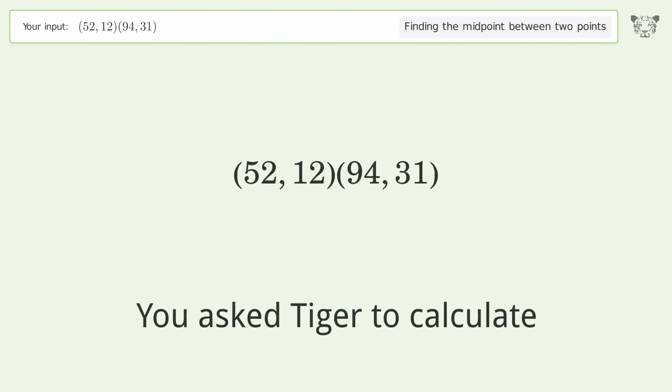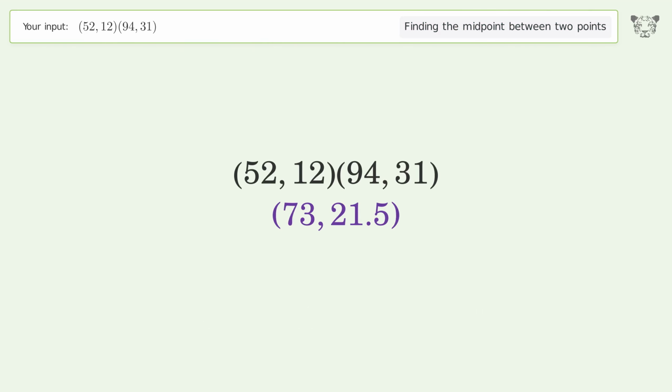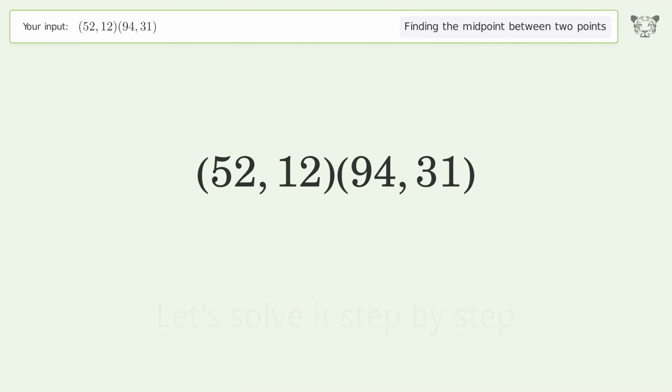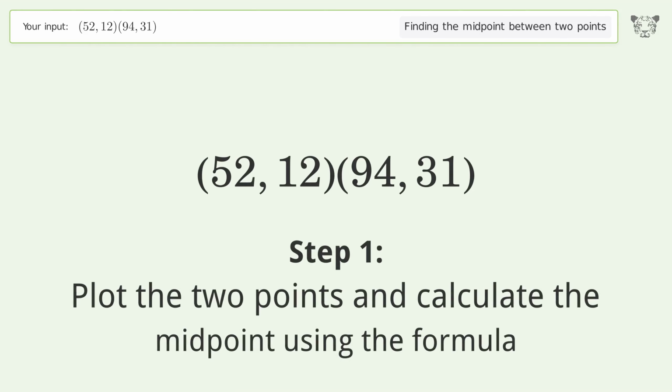You ask Tiger to calculate. This deals with finding the midpoint between 2 points. The midpoint between the 2 points is 73, 21.5. Let's solve it step by step. Plot the 2 points and calculate the midpoint using the formula.